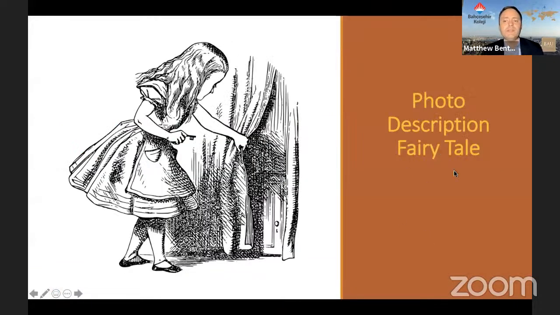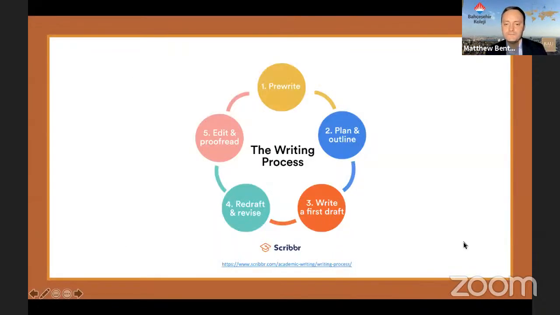Photo description fairy tale. Now, we talked about photo description in a previous lesson. I like, again, creative writing tasks, trying to focus on those whenever we can, and certainly giving students some kind of a photo as a prompt and getting them then to explain their very own fairy tale is a fun and engaging activity, especially with the younger ages.